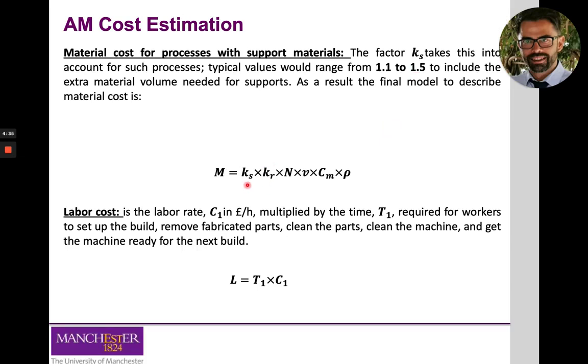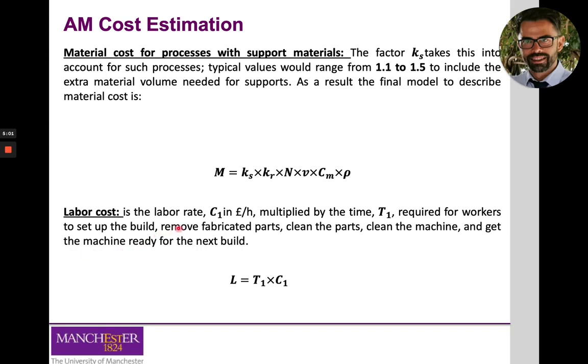So if we take all of that into account, total material cost is simply KS multiplied by KR, multiplied by the total number of parts in our batch, multiplied by the volume of each single part, multiplied by the cost per unit of mass and the density of our material.